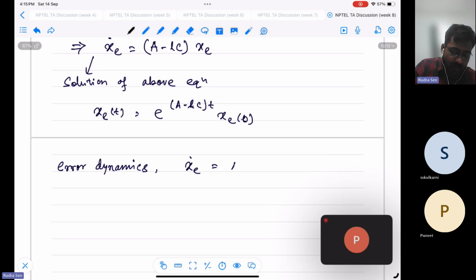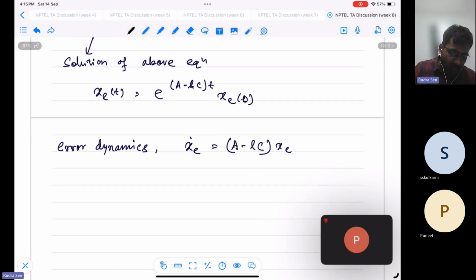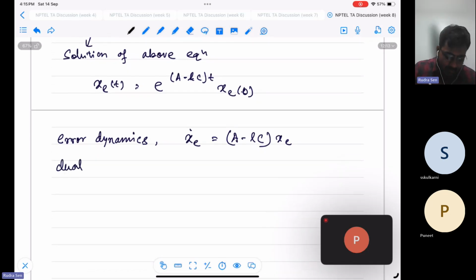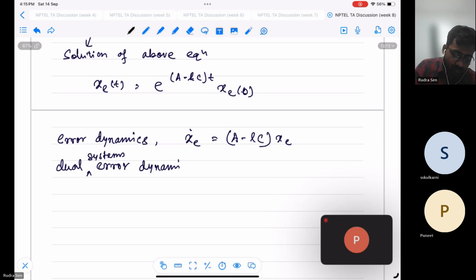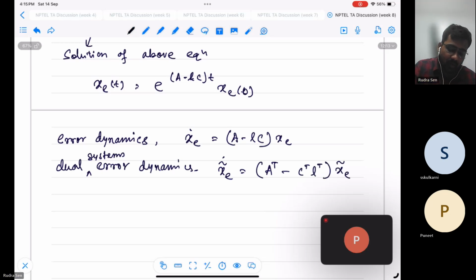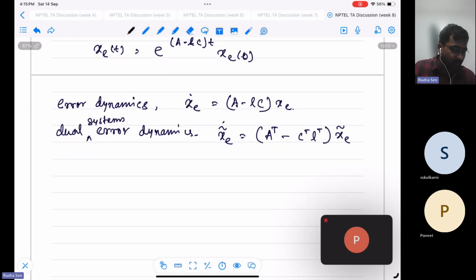This is my error dynamics, right? A minus LC times Xe. Now for the dual system, the error dynamics should be Xe tilde dot equals A transpose minus C transpose L transpose times Xe tilde. This is my dual system.